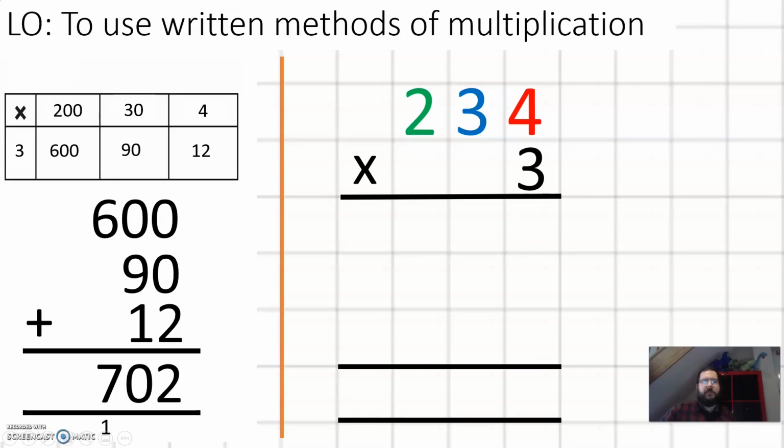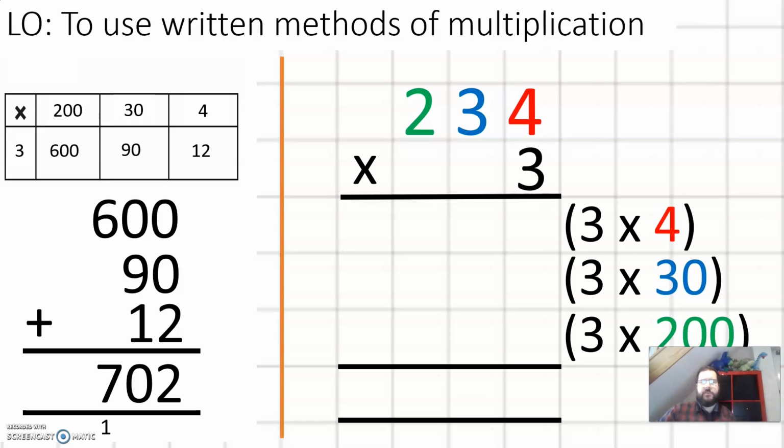So in this example, we're going to multiply 234 by 3. So the first thing we're going to do is partition it into its correct place values. So 200, 30 and 4. And create these 3 number sentences. 3 multiplied by 4, 3 multiplied by 30 and 3 multiplied by 200.